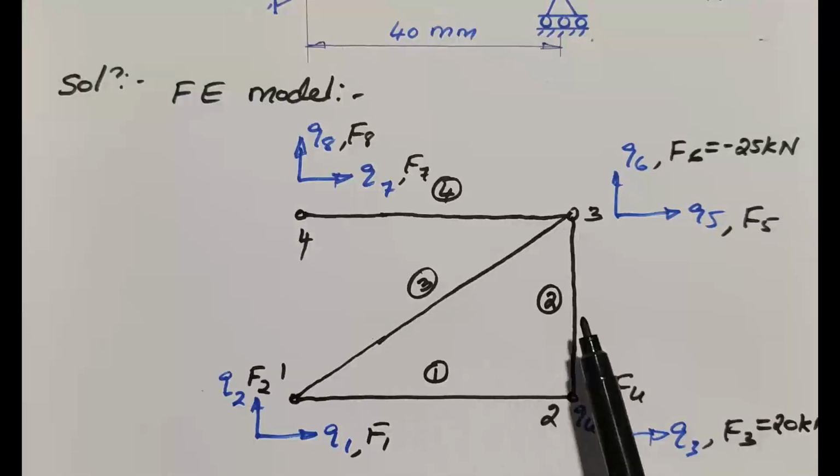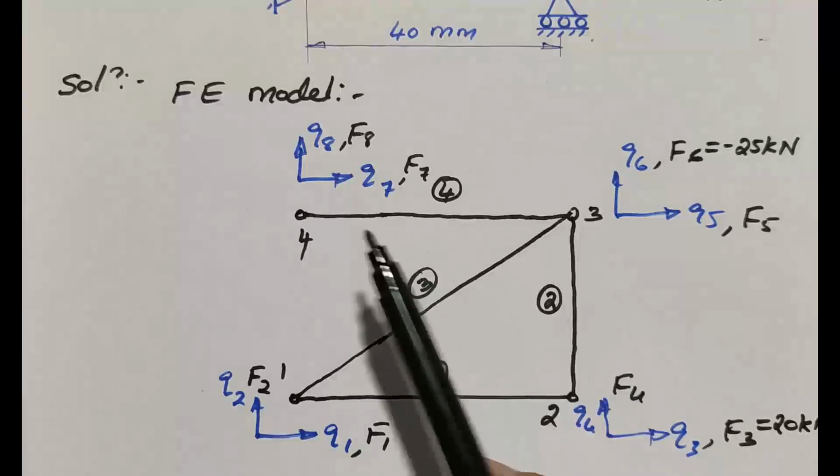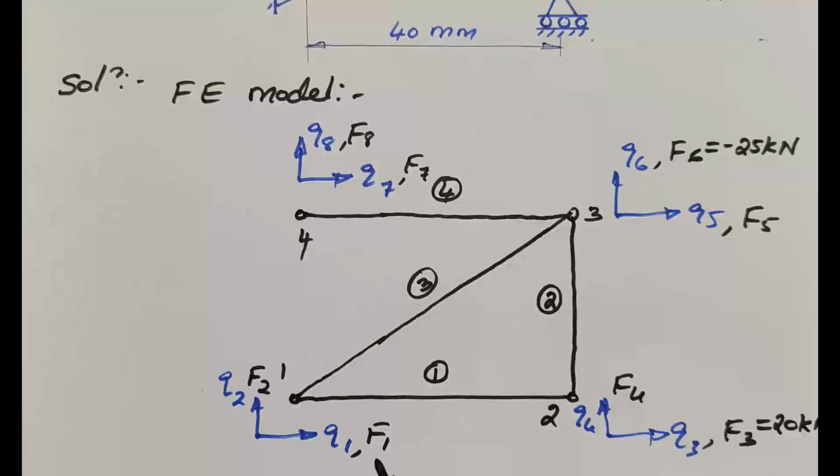It consists of a total of 4 truss elements and a total of 4 nodes. Each node has 2 degrees of freedom. Therefore, the total degrees of freedom of the given truss system is 8.